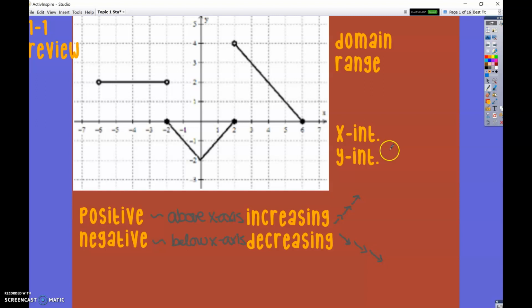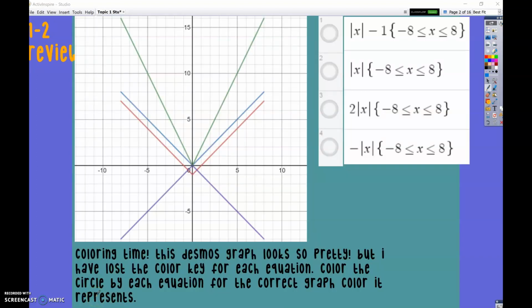One other thing to note, we would want to see a y-intercept in the form of (0, number), and an x-intercept in the form of (number, 0). Domain and range we want to see in interval notation with the brackets and parentheses. Try this problem.